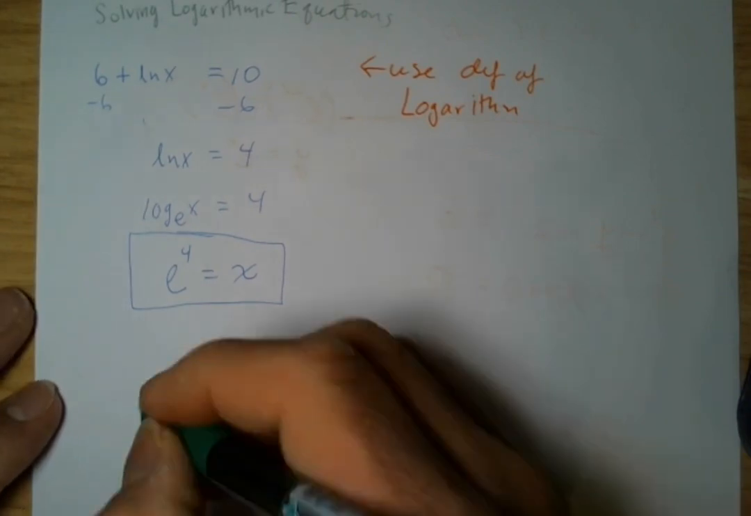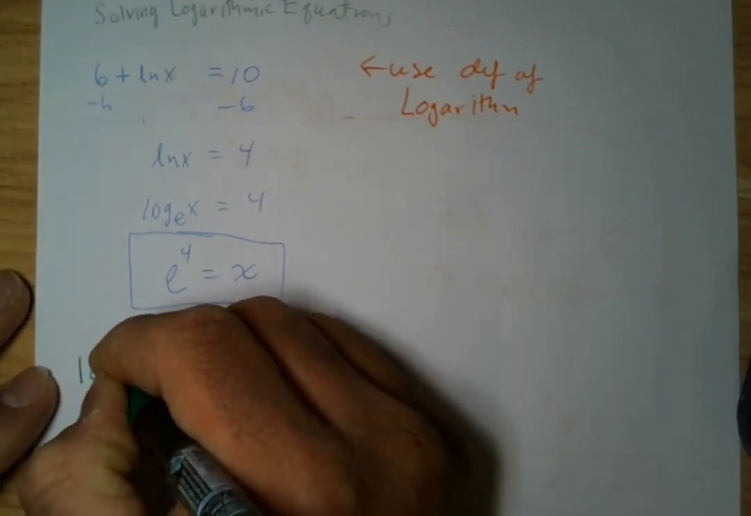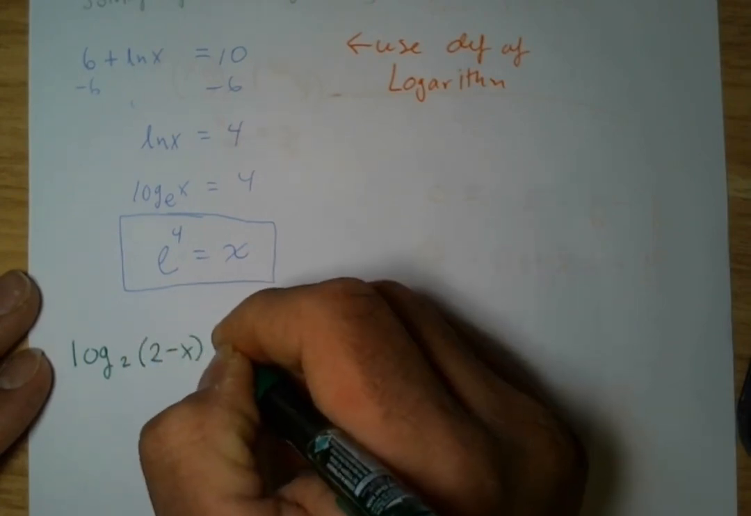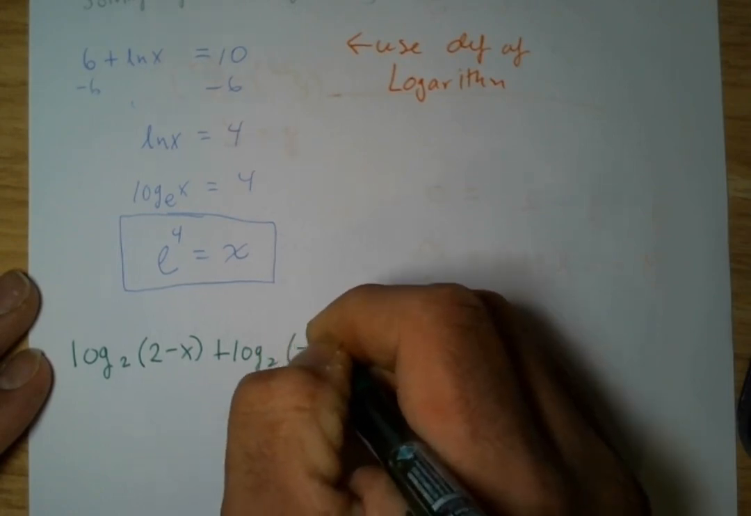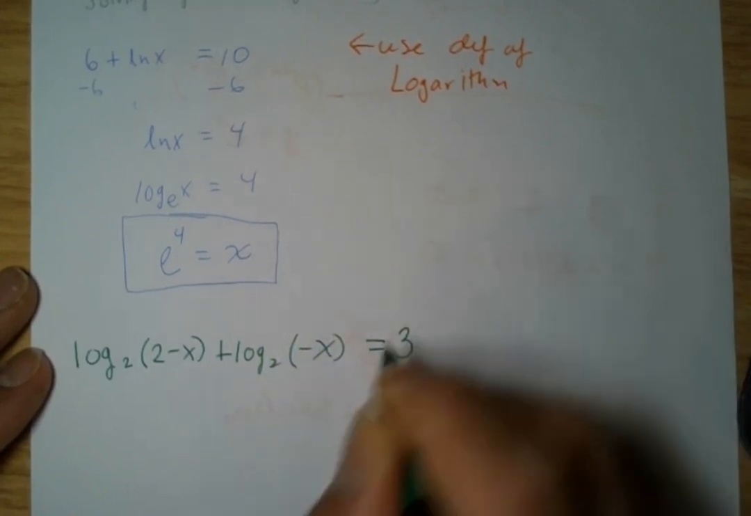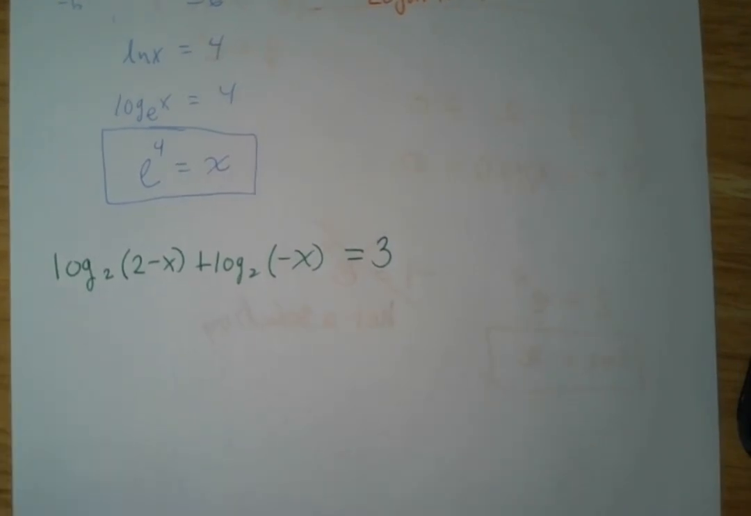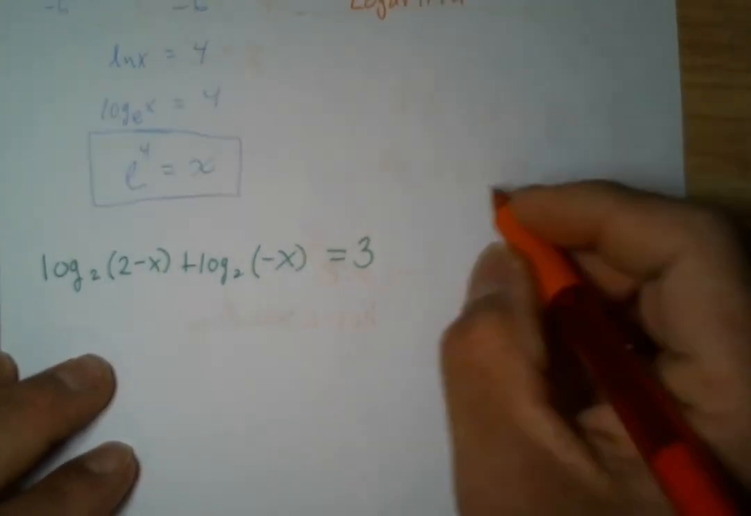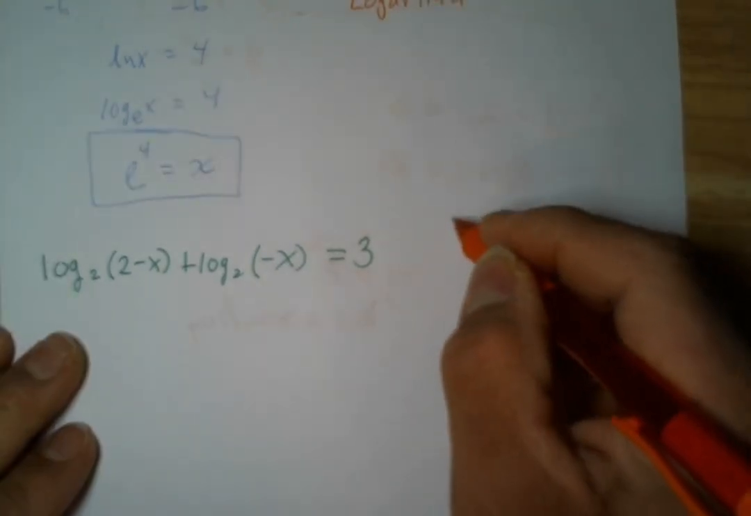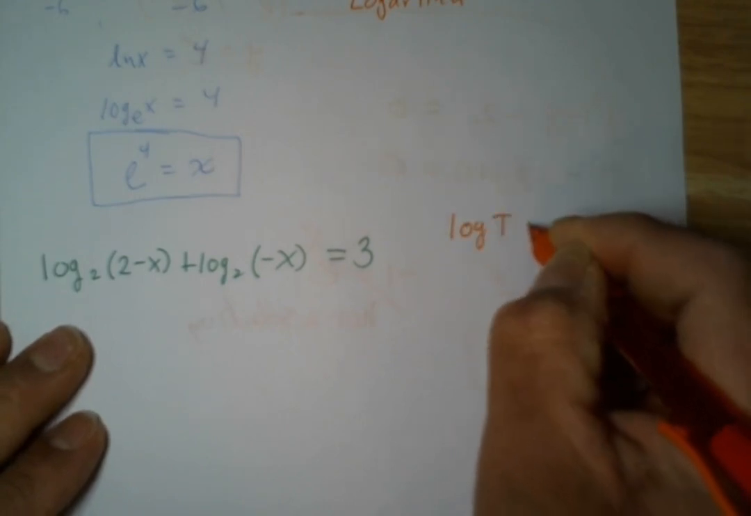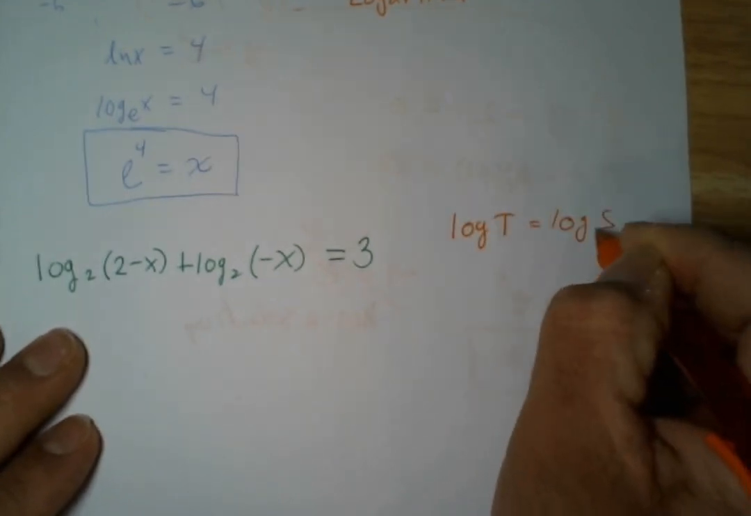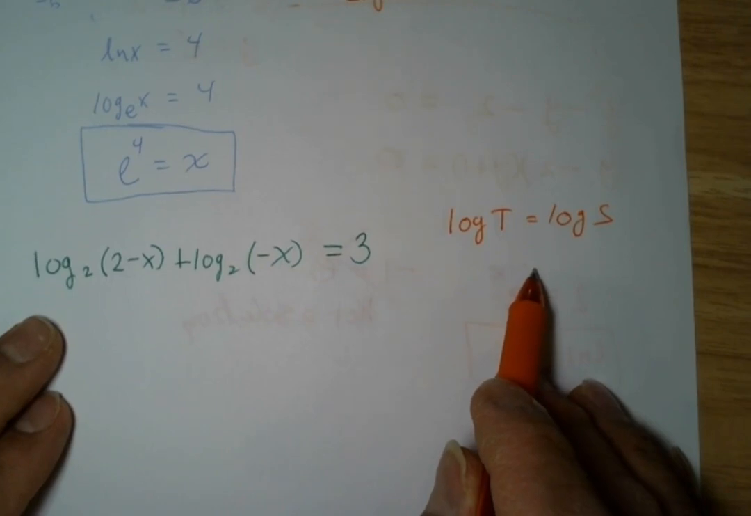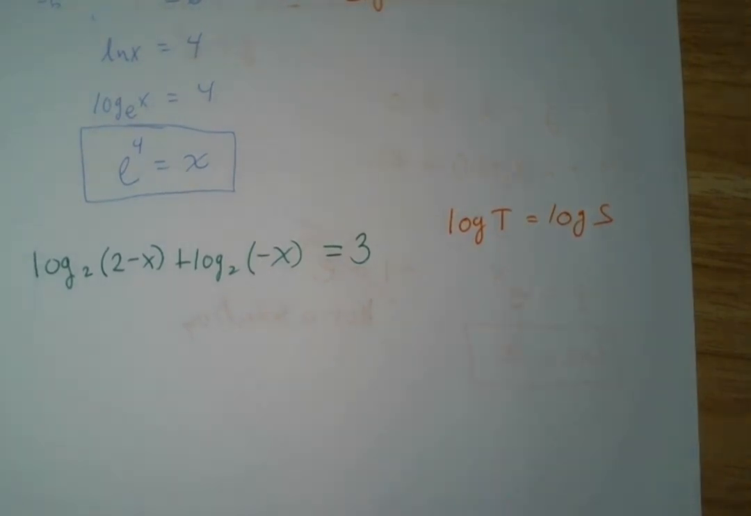Now, let's say our equation looked like this: log base 2 of 2 minus x plus log base 2 of negative x is equal to 3. So here what we're going to use is the one-to-one property of the logs. As we discussed when we were talking about exponentials, the logarithm is also one-to-one, so it passes the vertical and the horizontal line test. But in terms of algebraically, if we have a statement like this, I think I miswrote this here.